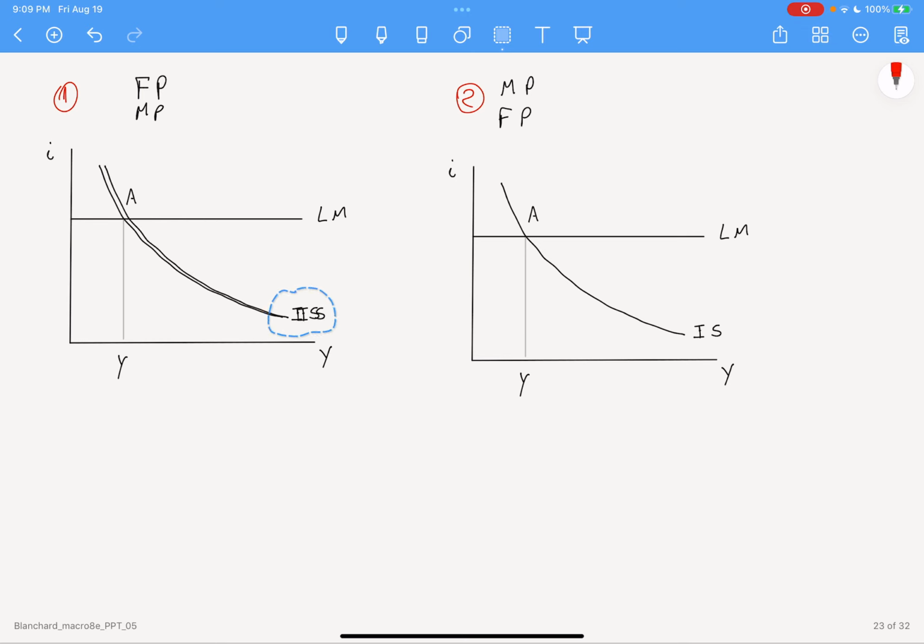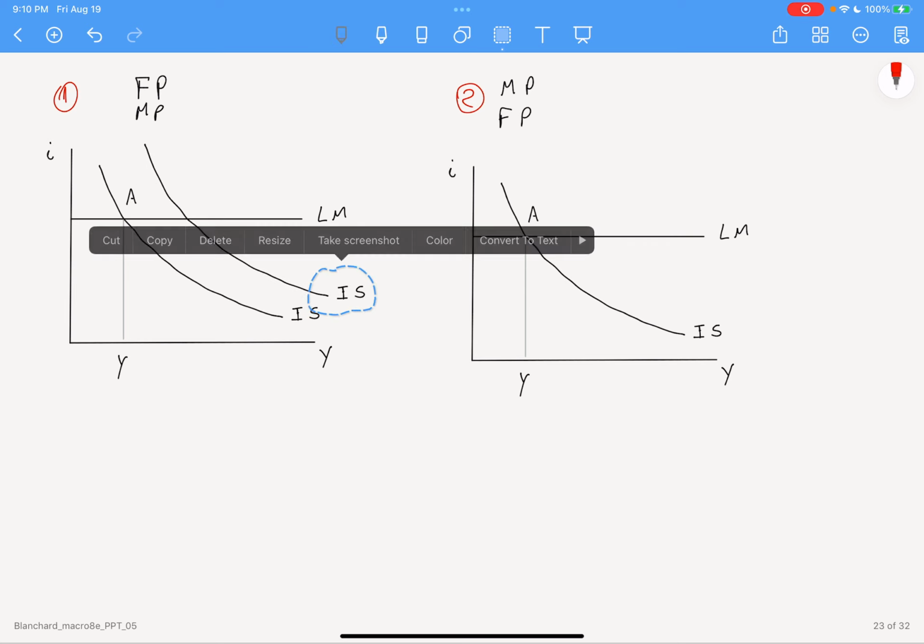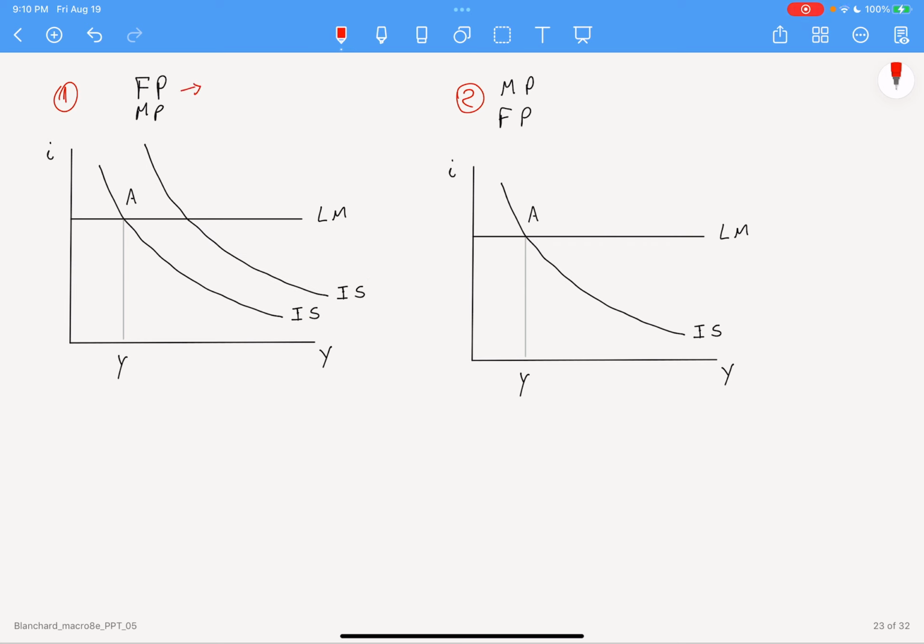You have this curve here. If I want to improve the economy without changing the LM for a while, if I move the curve here, I'm going to have a greater Y. If I move the curve here, I'm going to have a lower Y. So it is obvious that we are going to do a fiscal policy, which is a fiscal expansion, right?